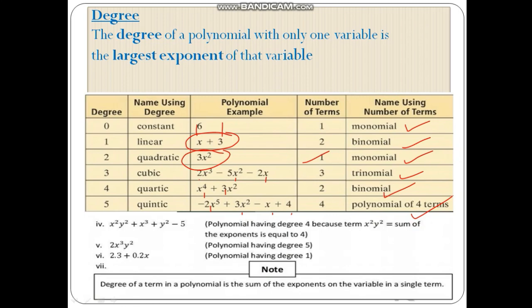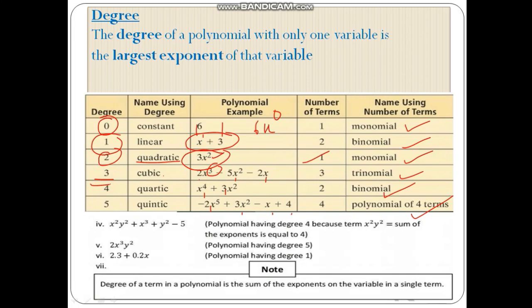Degree, what is the degree? Here the degree of the polynomial is 0, as 6x raised to power 0 is there. So degree of the polynomial is 0. Here the highest variable power is 1, so the degree of the polynomial is 1. Here the highest variable power is 2. So this is quadratic and the degree of the polynomial is 2. And here the highest power is 3. So this is cubic and the degree of the polynomial is 3.